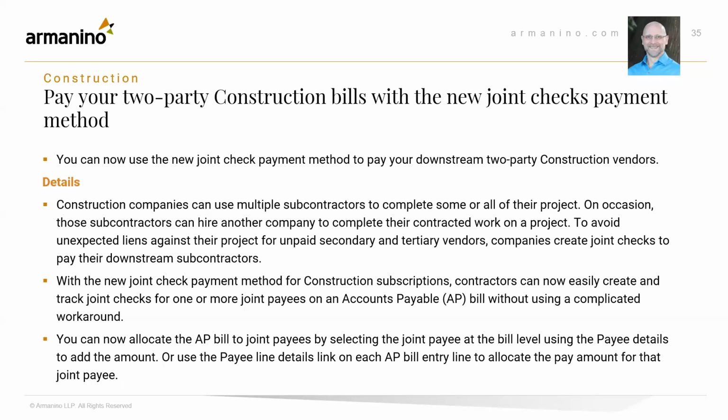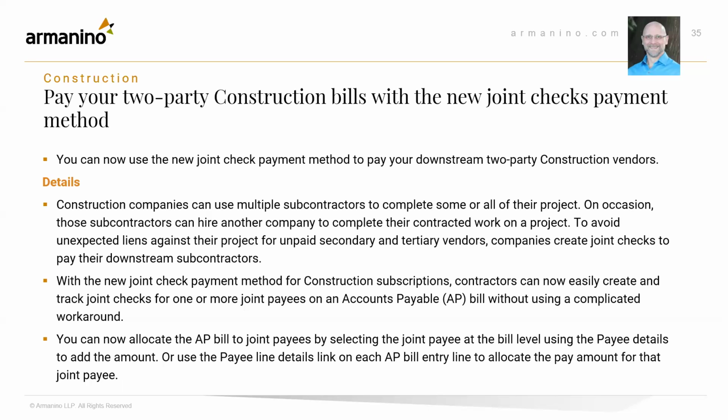Construction companies can use multiple subcontractors to complete some or all of their project. On occasion, those subcontractors can hire another company to complete their contracted work on a project. To avoid unexpected liens against their project or unpaid secondary and tertiary vendors, companies create joint checks to pay their downstream subcontractors. With the new joint check payment method for construction subscriptions, contractors can now easily create and track joint checks for one or more joint payees on an AP bill without using a complicated workaround. There's that four-letter word I was talking about.